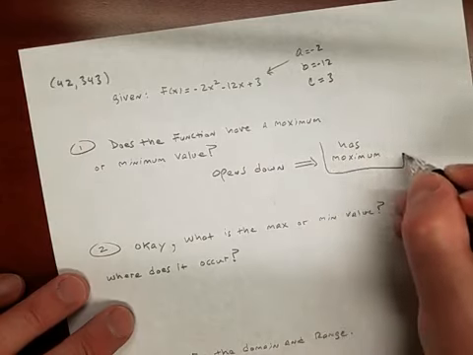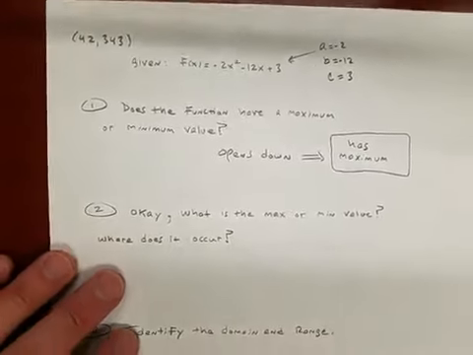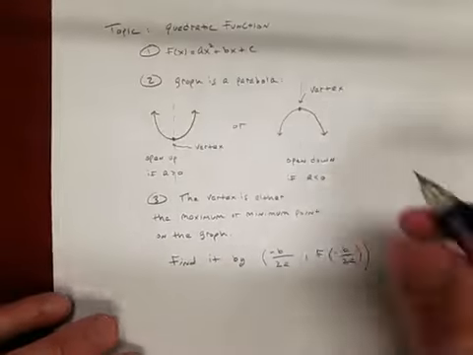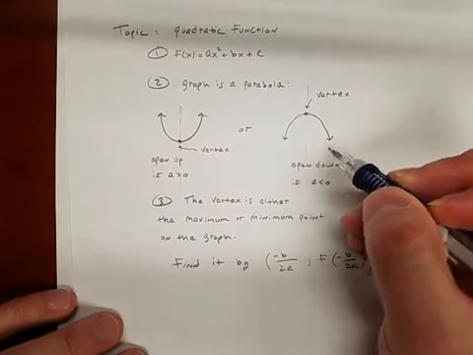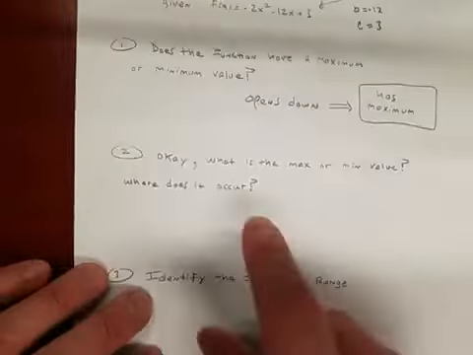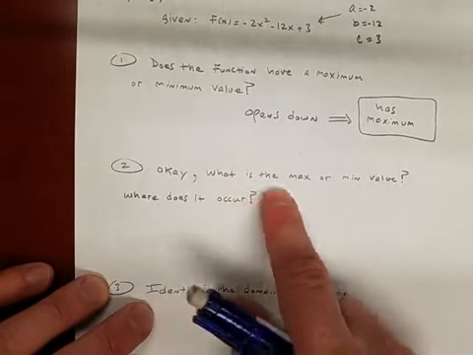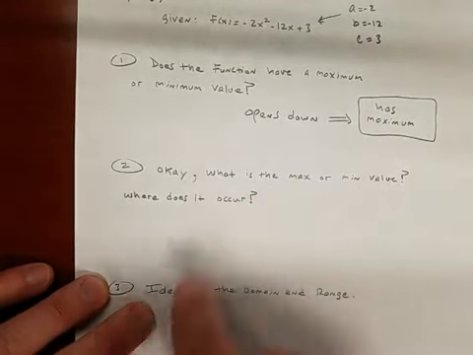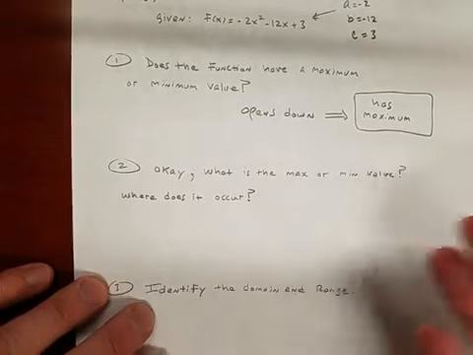It doesn't have a minimum. Why not? Well, the curve goes down forever. There is no lowest point, but there is a highest point. Okay. All right. Now, say we answered that. What is the maximum or minimum value? Where does it occur? Well, it happens at the vertex.